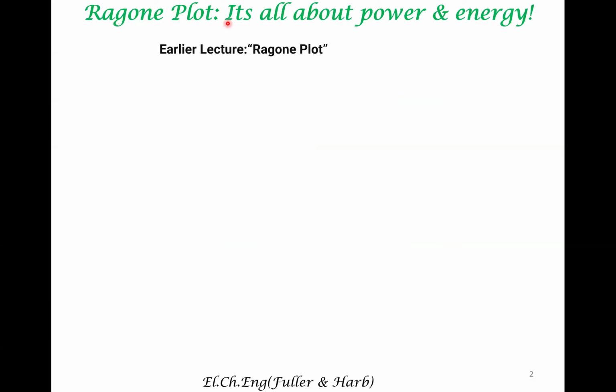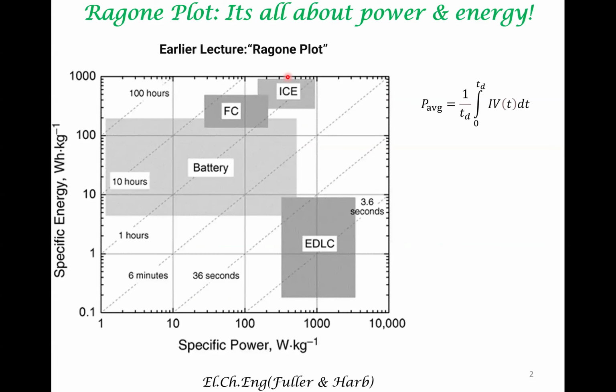This topic of Ragone plot has been covered in an earlier lecture. So please take a look at that. It has more details compared to this very brief lecture. So in a Ragone plot, we are classifying electrochemical energy conversion devices based on their specific energy and specific power. Power is defined via this formula.